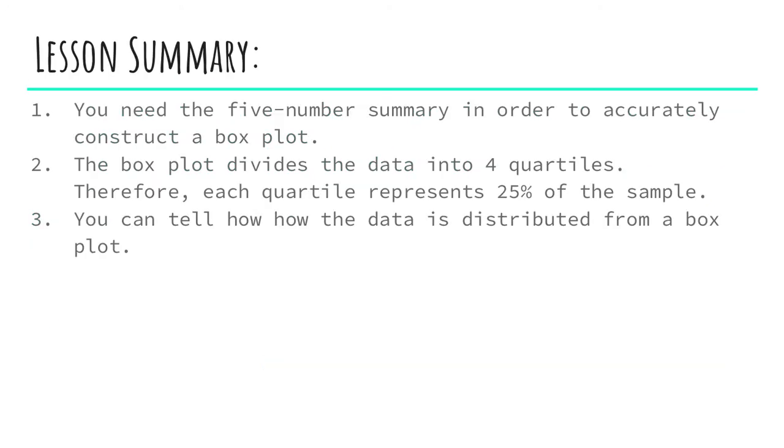In summary, you need the 5-number summary in order to accurately construct a box plot. The box plot divides the data into 4 quartiles. Therefore, each quartile represents 25% of the sample. You can tell how the data is distributed from a box plot.